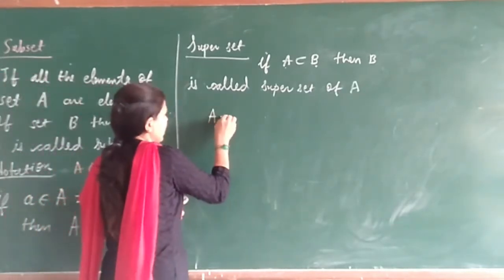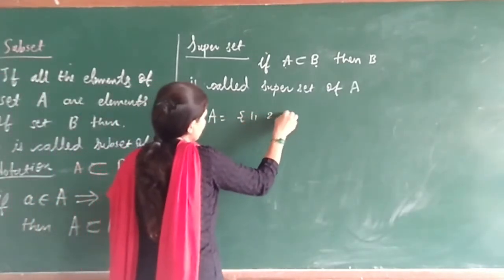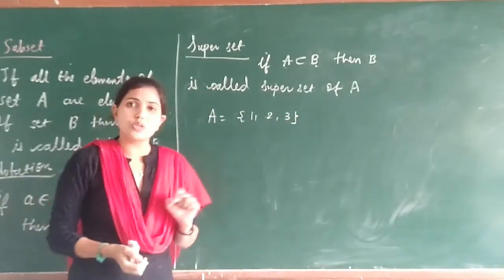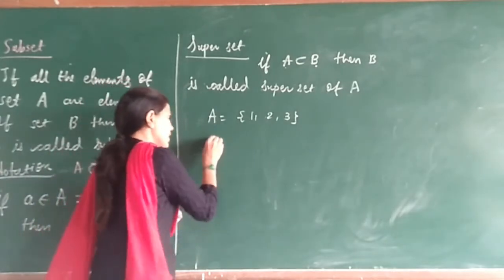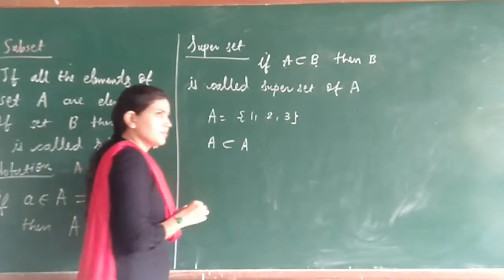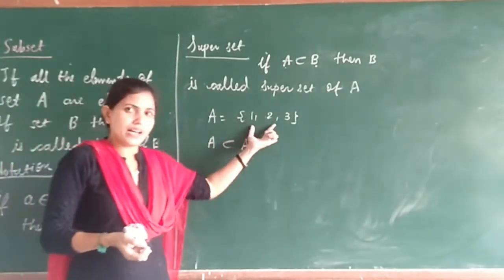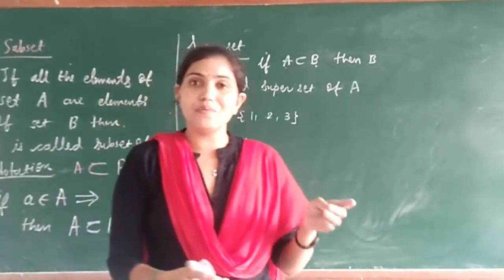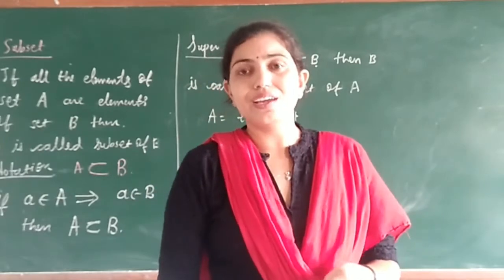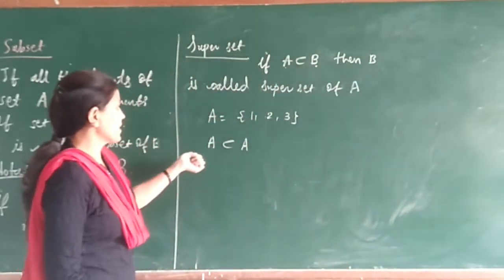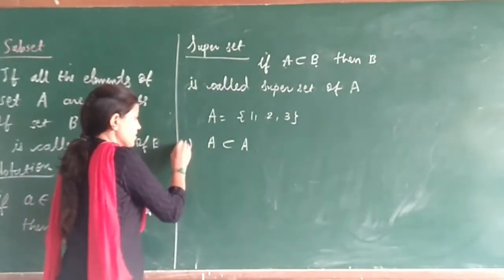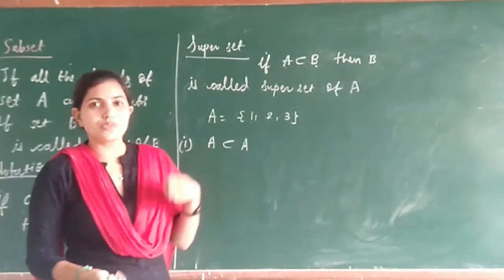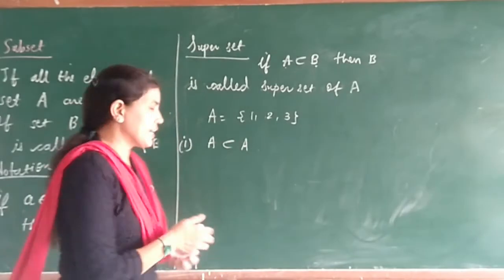Students, if I write A is equal to {1, 2, 3}, a very simple example. A is equal to {1, 2, 3}. Can I say A is a subset of A? Will all the elements of A be in A? Obviously, all the elements of A are in A. So A is a subset of A. So this is the first point to be remembered, that every set is a subset of itself.